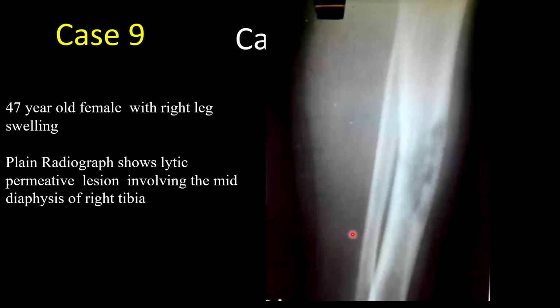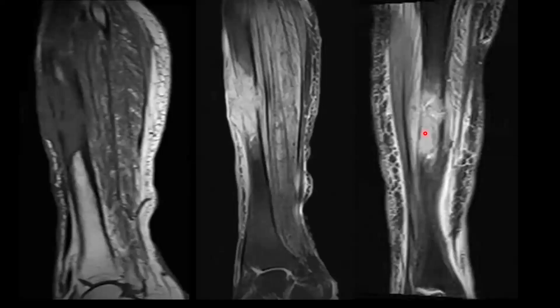So case 9, a 47-year-old female patient, with irregular osteolytic lesions. The zone of transition is very irregular. So this patient has a wide zone of transition. When you are dealing with a wide zone of transition, we suspect that we are dealing with a malignant lesion. A benign tumor normally has a narrow zone of transition.